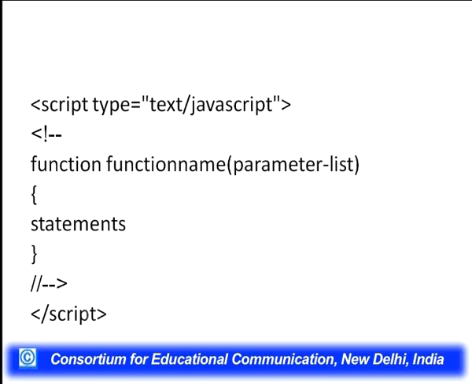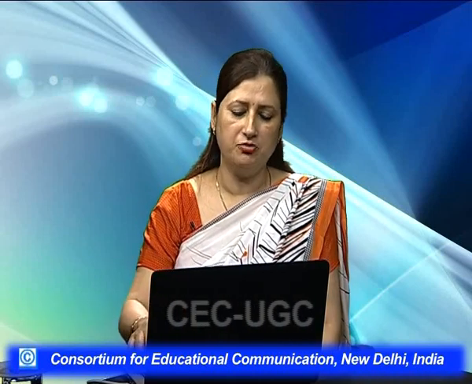Within the script tag you write function, then the name of the function, and a list of the parameters which the function is going to accept as input. A parameter is basically the input of the function, and then in the curly braces you specify the statements that you want to be executed once the function has been called. So this is the definition part of the function. You use the keyword function, you give the name, and in parentheses you give the list of the parameters or arguments on which the function is going to work.